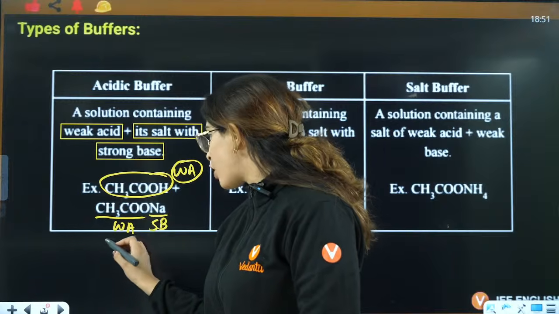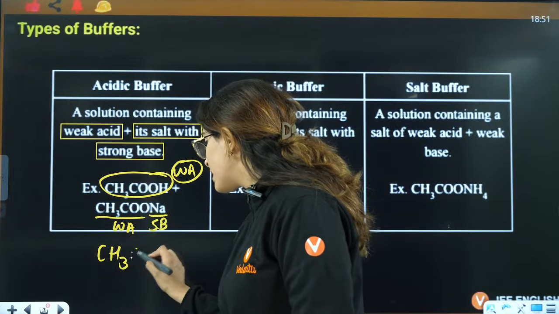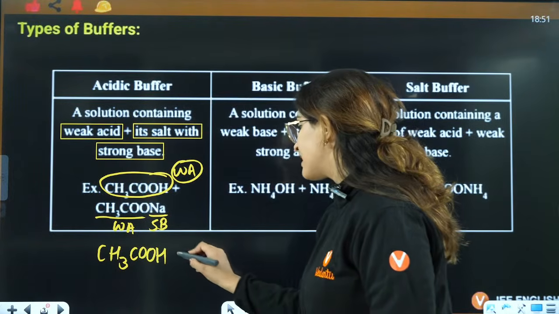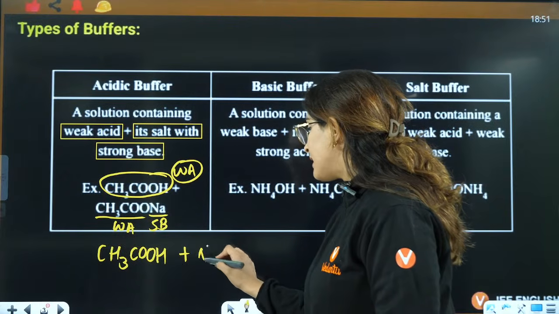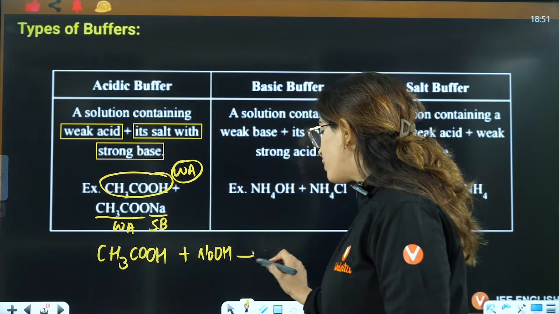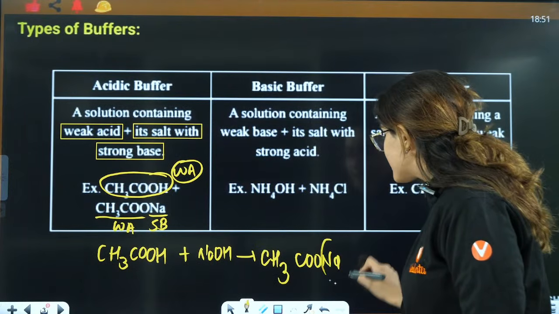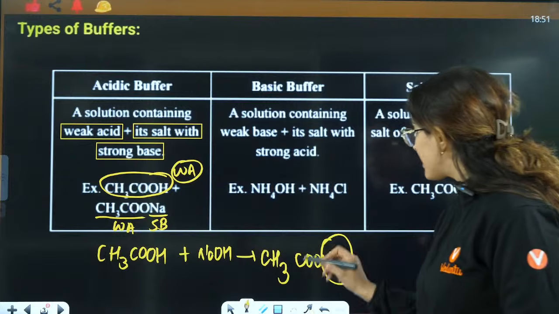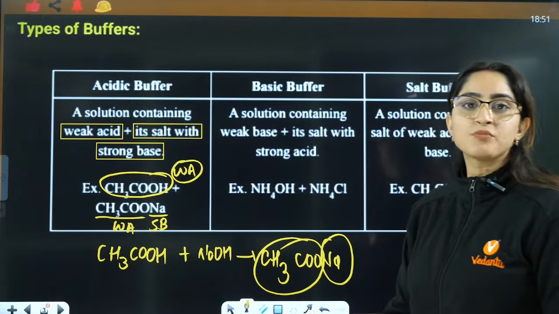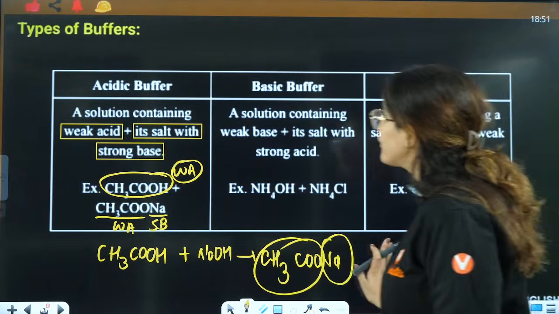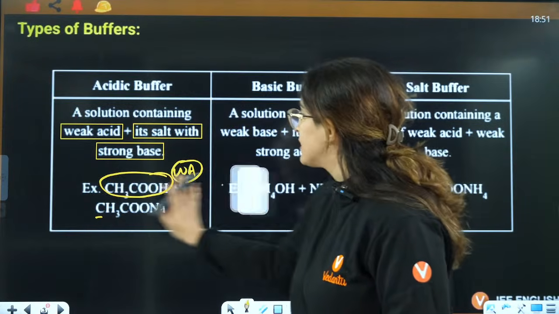So weak acid strong base means this is a salt that is formed from CH3COOH plus NaOH, and you have the formation of CH3COONa. That means the cation part is from strong base, the anion part is from weak acid, then it will make up acidic buffer, right?